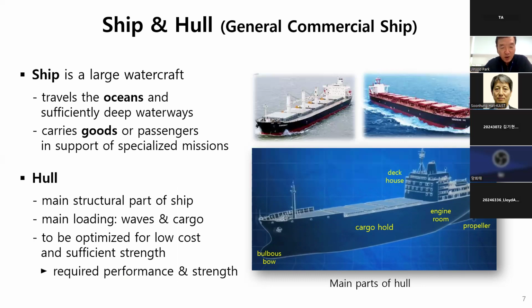By the way, hull is meant to be the main structural part of ship, and the main loading against the hull is waves and cargoes. And the hull is optimized for low cost and sufficient strength in order to have a required performance and strength. Here is a photo showing hull structure. Most of the structure is called cargo hold and bulbous bow, engine room, etc.